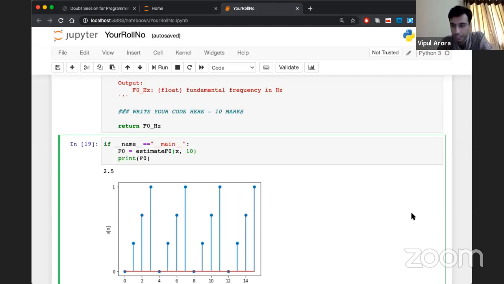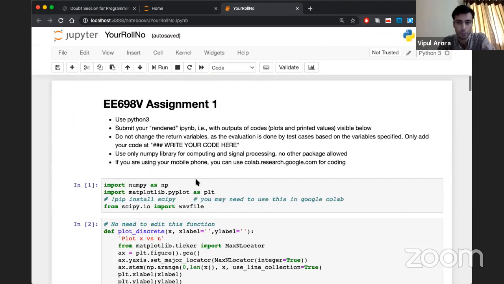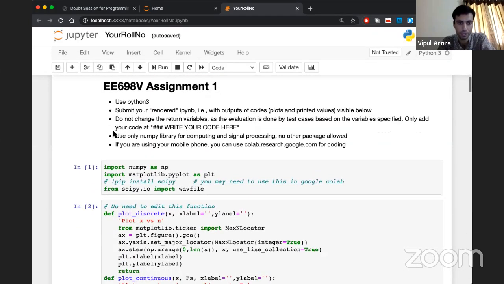Now Rakesh is asking, can I directly use np.convolve for convolution? The answer is yes. We have allowed in this assignment that you can use Python NumPy. Use only the NumPy library for computing and signal processing. No other package is allowed, but we are allowing you to use scipy.io wavfile, and no other package other than NumPy. Since convolve is there in NumPy, you can use it. When taking the FFT also, you can use the FFT function of NumPy.